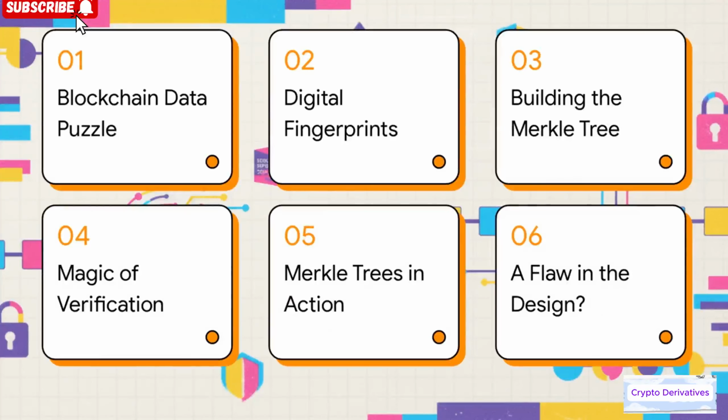All right, so here's our game plan. First, we're going to tackle the huge data puzzle that blockchains create. Then, we'll dive into digital fingerprints, that's hashing, which is the foundation of all this. We'll use those to build a Merkle tree from the ground up. After that, we'll see the real magic, how they verify data, where else you can find them in the wild, and then we'll uncover a pretty surprising flaw in the whole design.